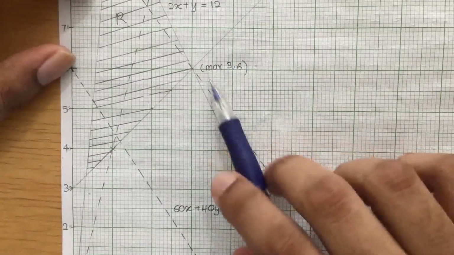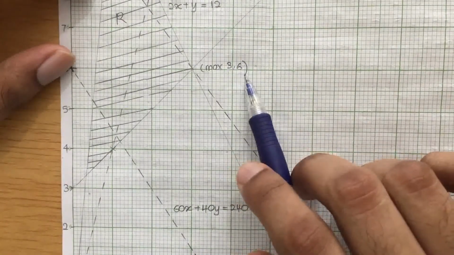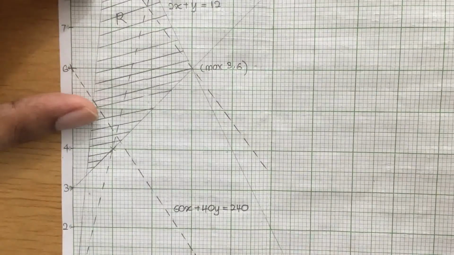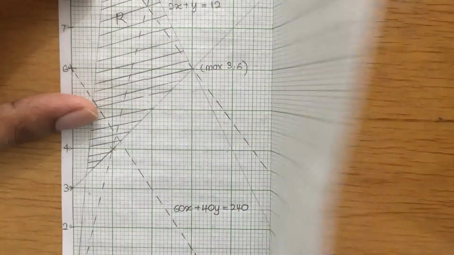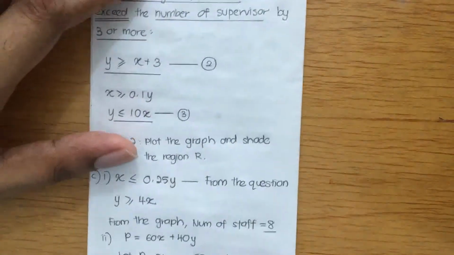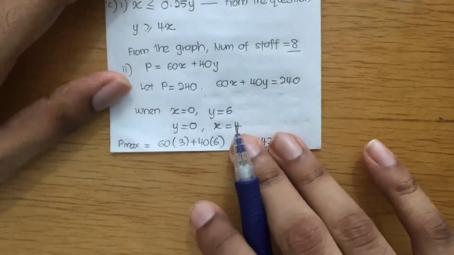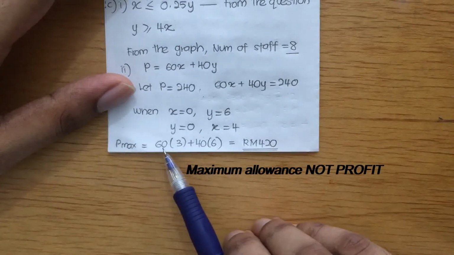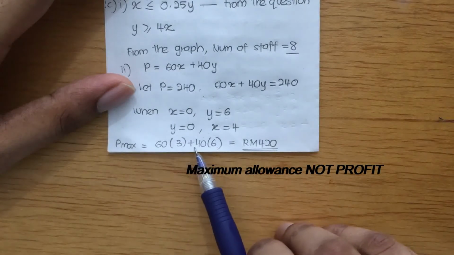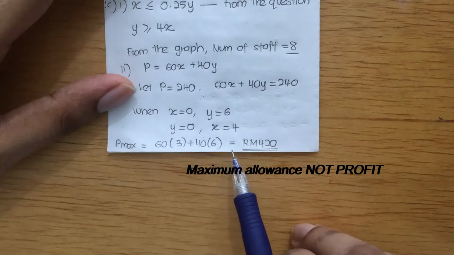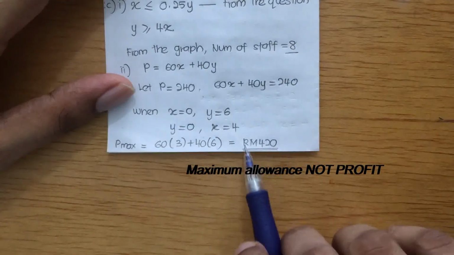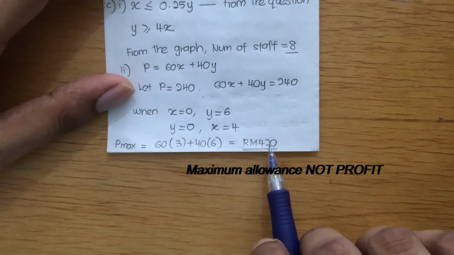From here, you get your maximum point: x equals 3 and y equals 6. But then you cannot just write this as your final answer. You need to find it in terms of maximum profit. So how do we find the maximum profit? Okay, let me show you the calculation now. To find your P max, which stands for maximum profit, it equals 60 times 3, plus 40 times 6. From here, you get the answer 420 ringgit. So 420 ringgit is your maximum profit, guys.